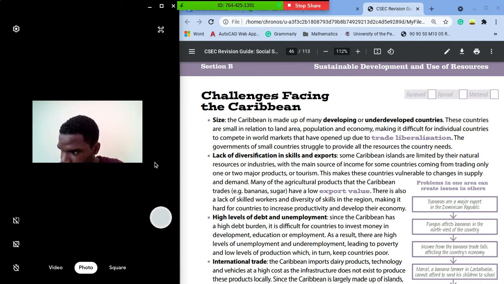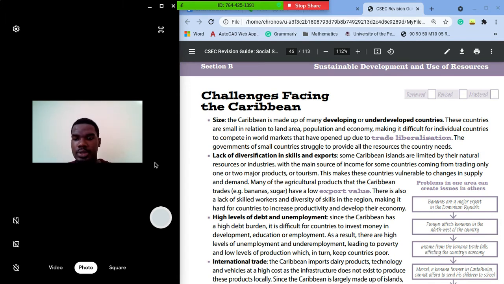Sir, that means it doesn't have much value compared to the other one, right? And the amount of skilled workers. The skilled workers needed to produce bananas is very little compared to the skilled workers needed to produce alumina. You would need engineers, and on the other side you would just need factory workers.